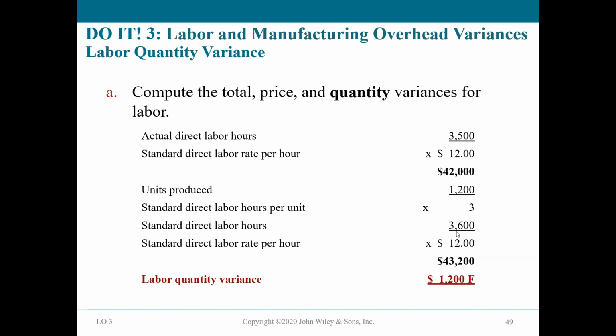On the quantity side, we look at the standard quantity versus the actual quantity used. Go through the formula accordingly, just like we did earlier. And we have a $1,200 favorable variance. So we used less than expected in the hours. You see 3,500 hours here versus 3,600 hours.